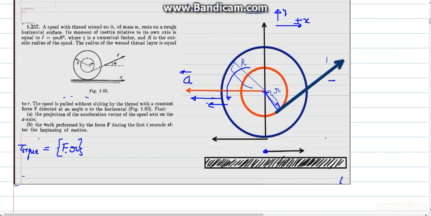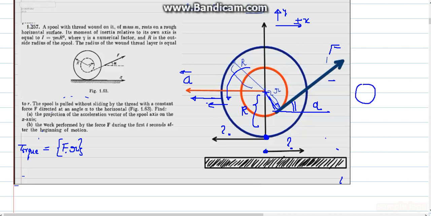We will do the Irodov problem 257. There is a spool on which there is a force F and it makes an angle alpha with the horizontal. It acts at a radius r and the full radius of the spool is capital R. Now we have to see whether this is the direction of friction or this is the direction of friction.